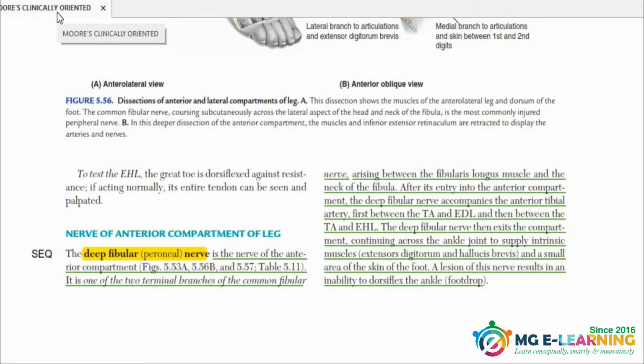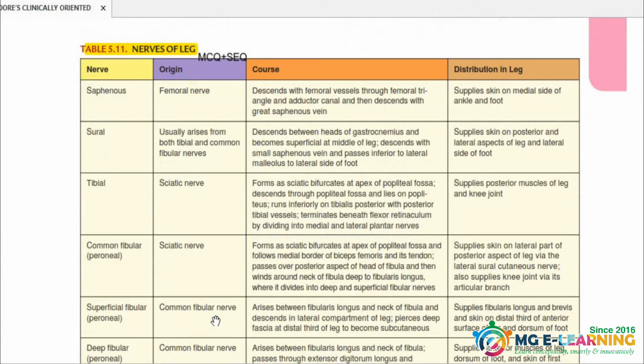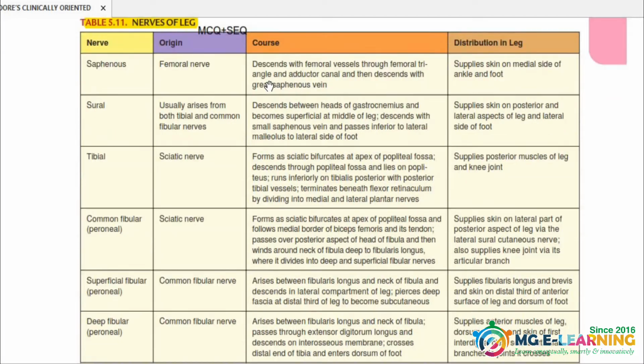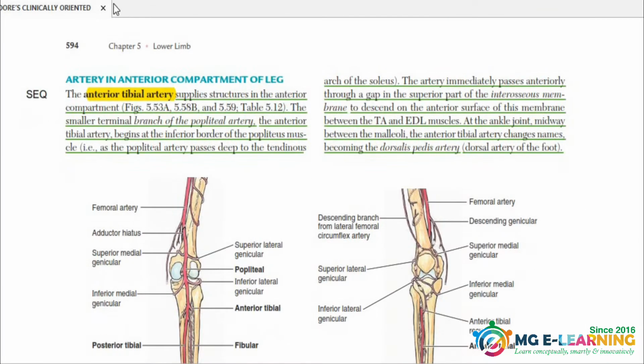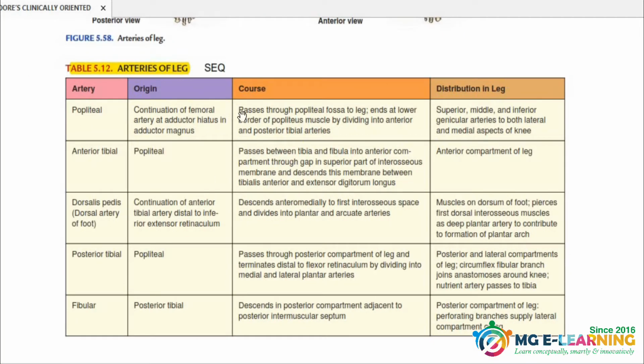Now we move on to the nerve of anterior compartment of leg, that is deep fibular nerve. It is also important from the SCQ point of view. This table is important to see the nerves of the leg and it is important for MCQ and SCQ point of view. And next is the artery in the anterior compartment of leg, anterior tibial artery. It is very important for SCQ point of view and also for viva point of view. Next, this table shows the arteries of leg. You have to read all these arteries, their origin, courses and distribution.